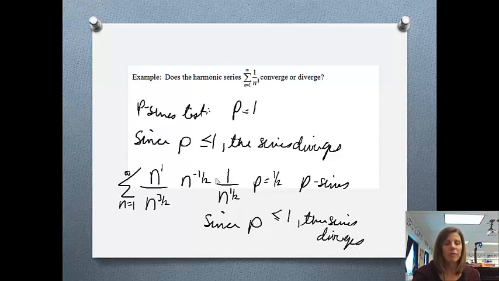You might have been thinking that you maybe wanted to use the nth term test on this one. If you did use the nth term test, you'd actually get an answer of 0, and remember, when you get an answer of 0, it's inconclusive, so you have to use something else. So the p-series test is the way to go.